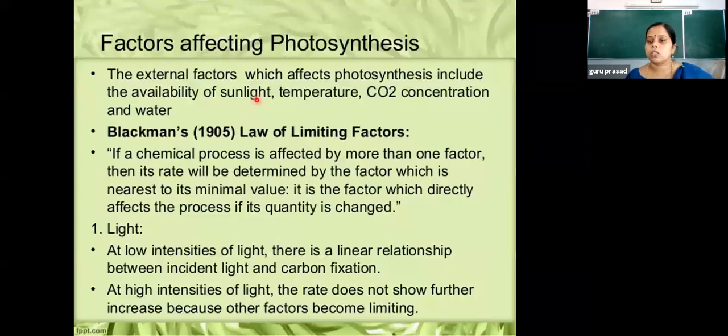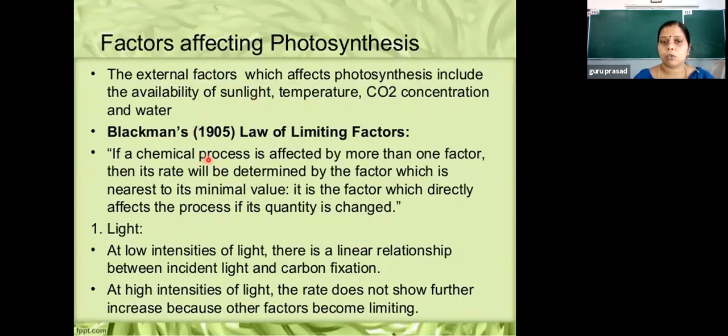So next, the last concept of the chapter is factors affecting photosynthesis. Both external factors and internal factors affect photosynthesis. External factors are availability of sunlight, temperature, carbon dioxide concentration, and water. Internal factors which affect photosynthesis are stress regarding the cells, availability of water, arrangement of the leaves, shape of the leaves, cells which are majorly involved in photosynthesis, and the amount of chloroplast. All these are the internal factors which affect the rate of photosynthesis.